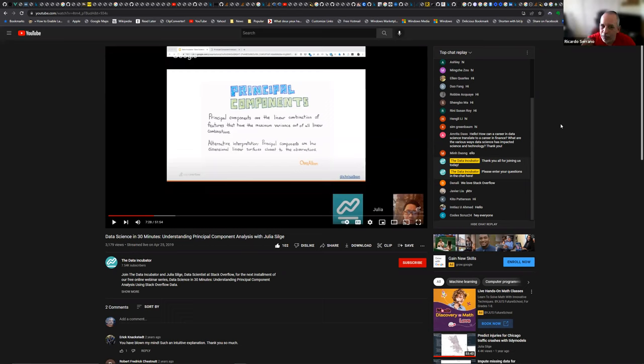It says, principal components are the linear combination of features that have the maximum variance out of all linear combinations. So in other words, you are going to transform the numeric features in that data set and recombine them so that the first components bring us the most variance. Why is that important? Because variance is the measurement that gives you more prediction power.